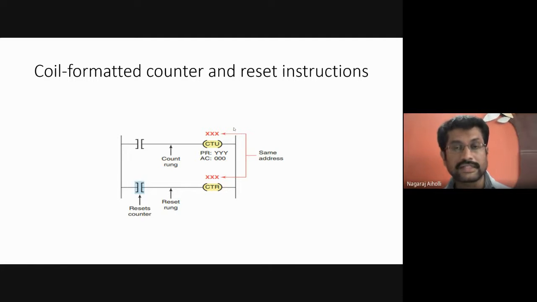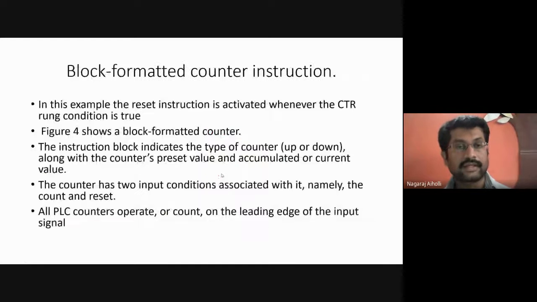Because we have to reset this accumulated bit, their memory locations must be the same. Is it not? If you give a different address, how will it know which memory location is to be reset? It will not come to know. Only if both memory locations are the same will the counter reset instruction operate and make that accumulator bit in the same memory location become 0. In this example, the reset instruction is activated whenever the CTR rung condition is true.